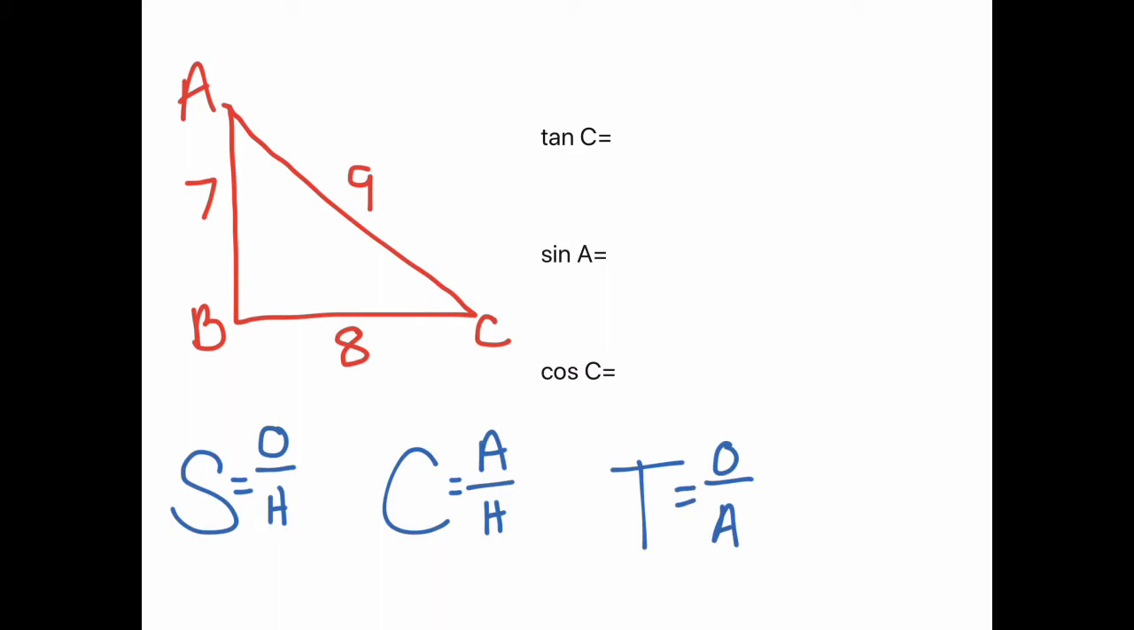So the tangent of angle C, remember we're going to start here at angle C, and you want to go the opposite, in this case 7, over the adjacent, in this case 8. So the ratio for the tangent of C is simply 7 over 8.